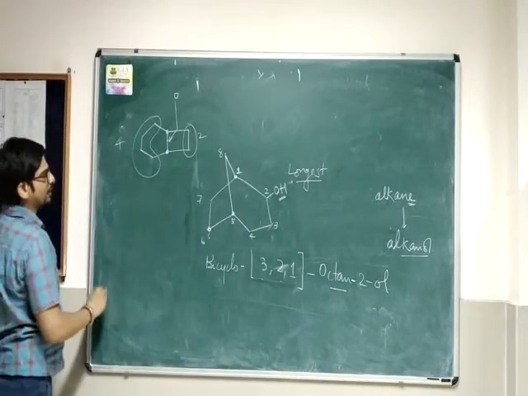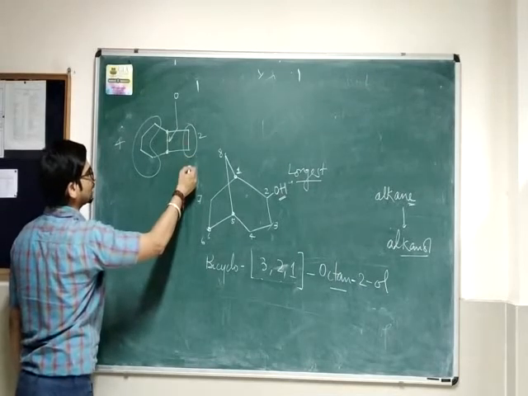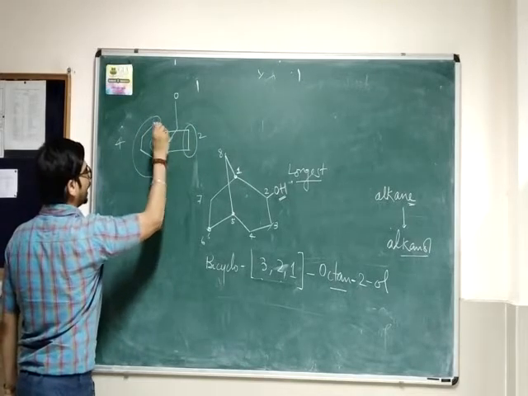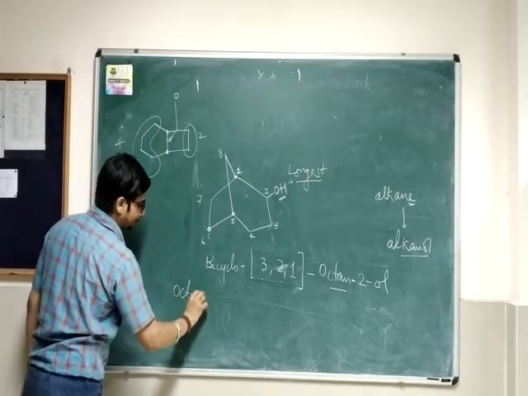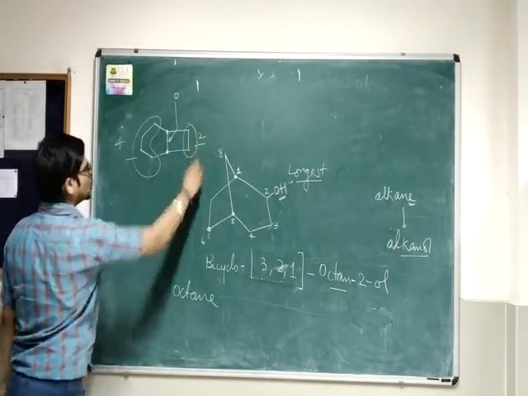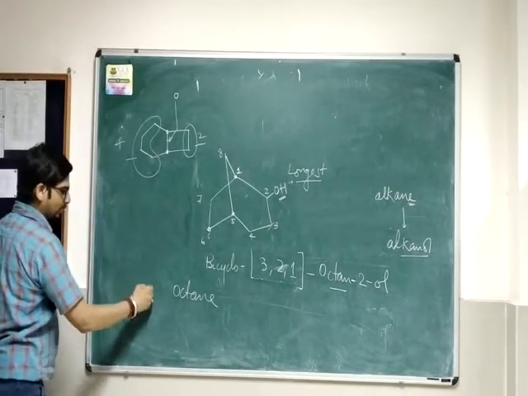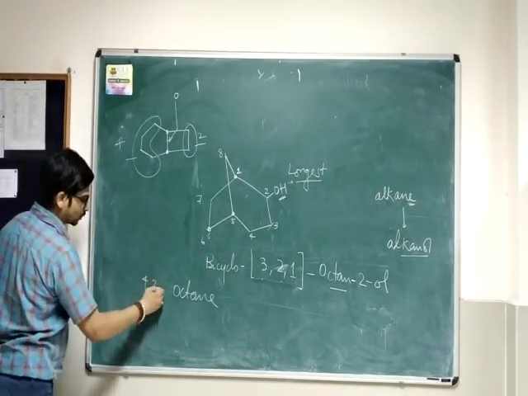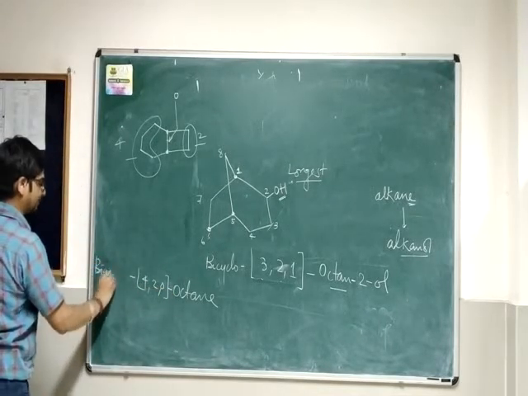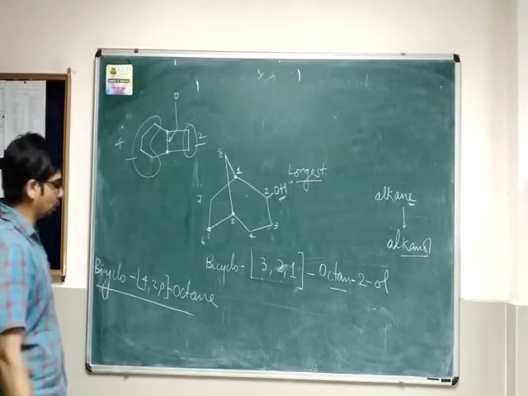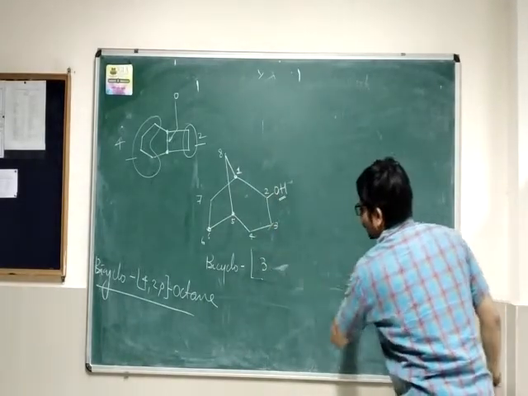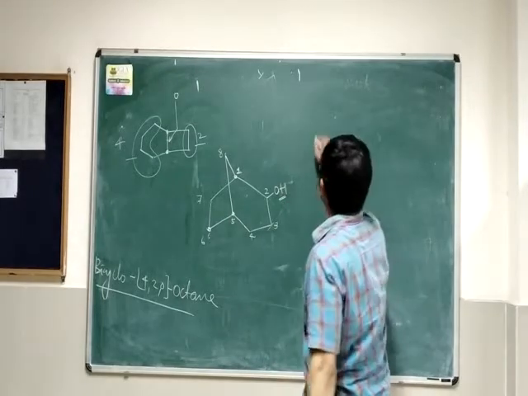So what will be the name of this compound? If we count the total number of carbon atoms, they are 1, 2, 3, 4, 5, 6, 7, 8. 8 carbons, that means octane. And we have 4 carbons at one end, 2 carbons at the other, and 0 on the other side. So we have 4, 2, 0. And as this is a bicyclic system, the name becomes bicyclo 4,2,0 octane. Let us take another example.